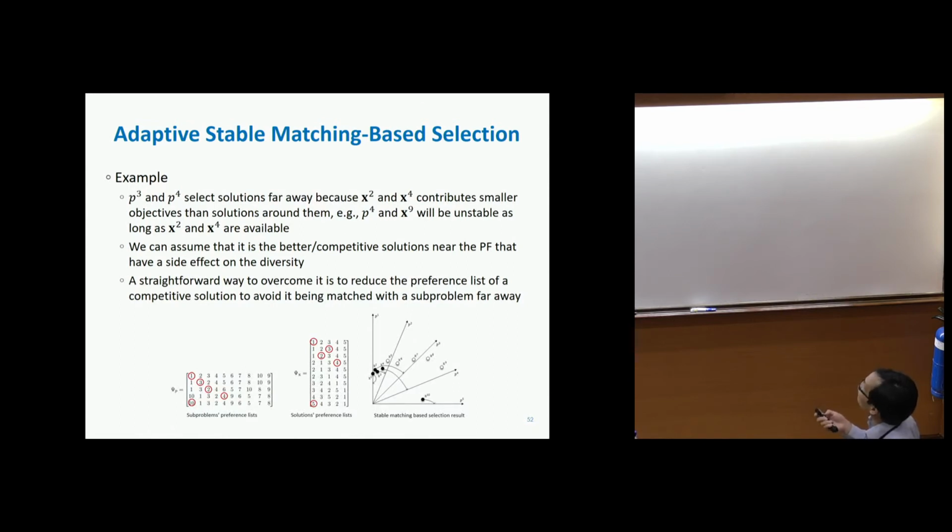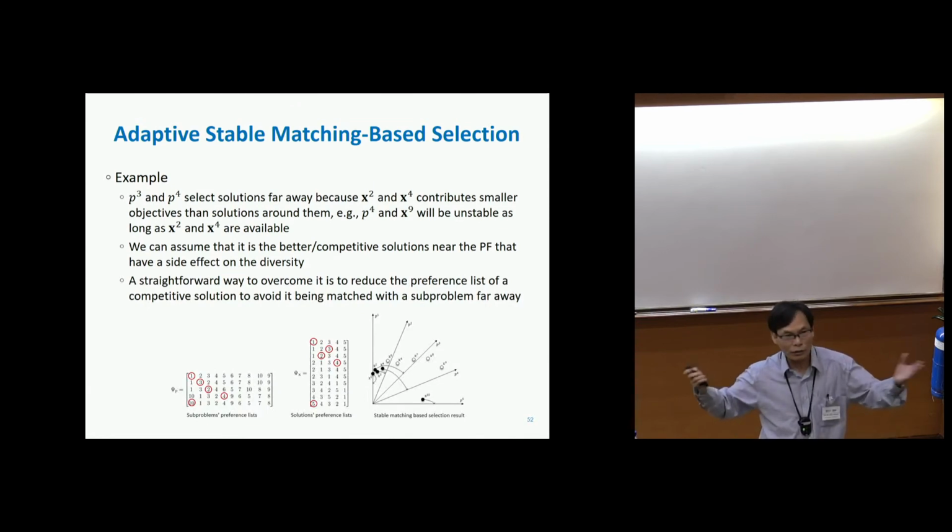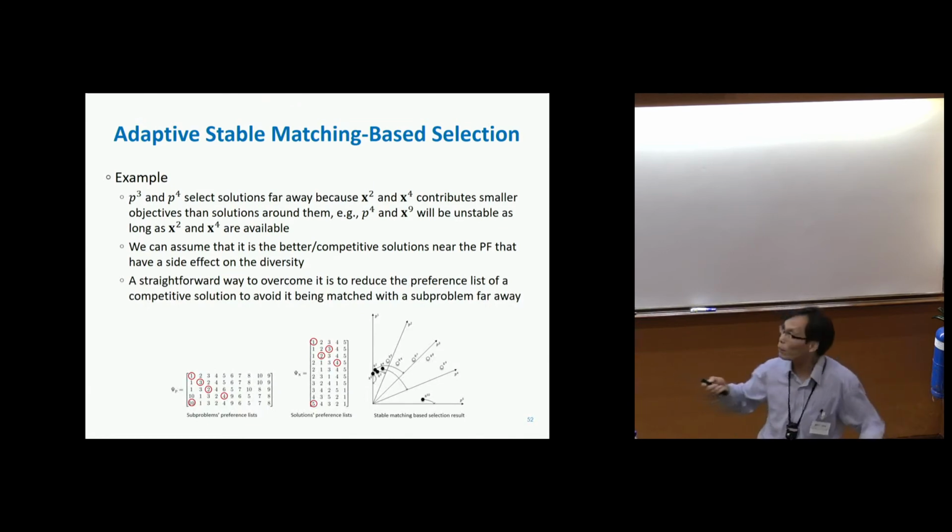It's mainly because these two have so much contribution on the convergency. Okay? So a straightforward way to overcome that is to reduce the preference list. Then you can eliminate this kind of problem. Okay? But when this parameter is adjusted, set to larger or smaller, right? So we have to show that. We have to try out from step on the so-called online monitoring.